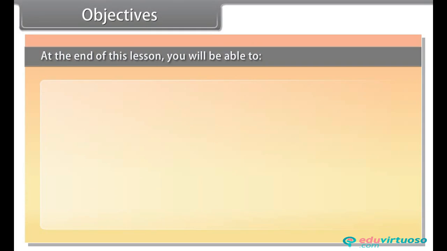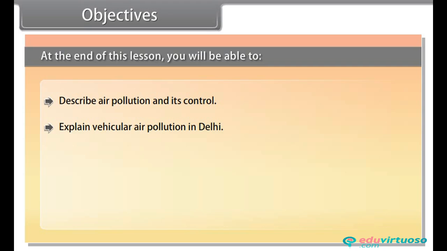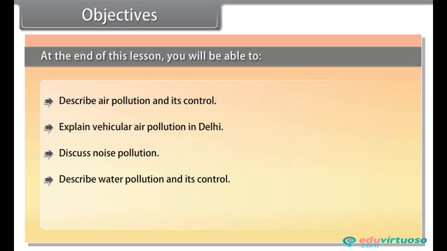Objectives. At the end of this lesson, you'll be able to describe air pollution and its control, explain vehicular air pollution in Delhi, discuss noise pollution, describe water pollution and its control, and discuss a case study of integrated waste-water treatment. Air pollution and its control.